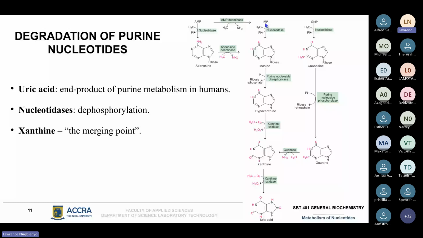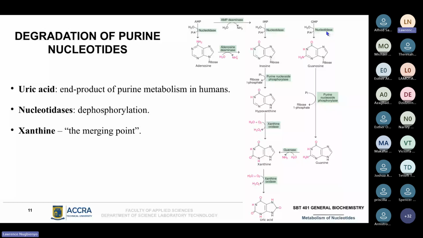Now you see that the dephosphorylation reactions are occurring under the activity of nucleotidases. These are the enzymes that are involved in the removal of the phosphate group. So you see that for removal of the phosphate group from adenosine monophosphate, the enzyme is the nucleotidase. Removal of the phosphate group from inosine monophosphate, IMP, is catalyzed by, again, a nucleotidase. Similarly, for guanosine monophosphate, it is also a nucleotidase.